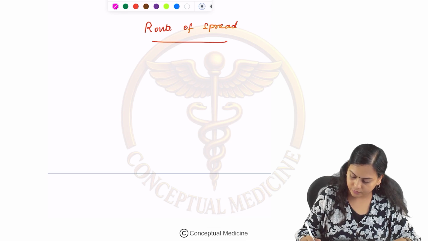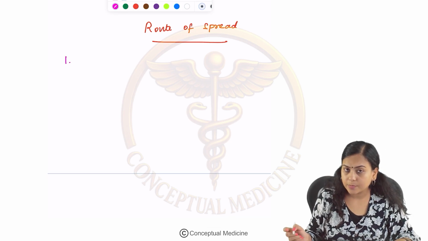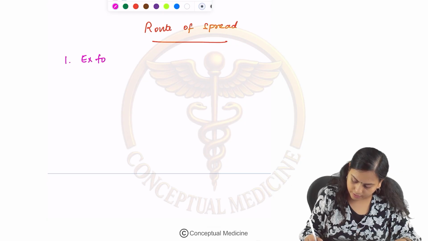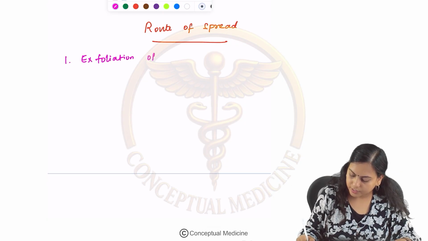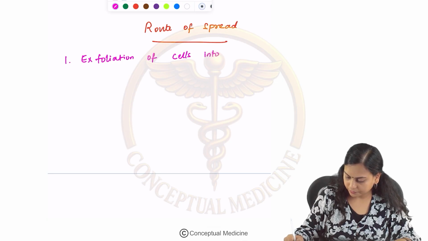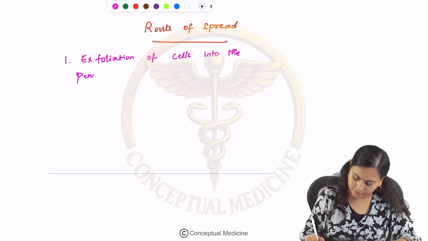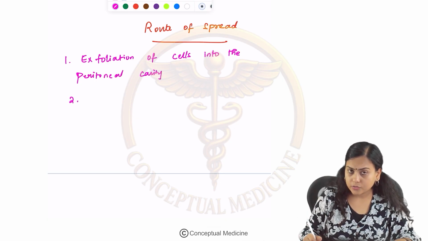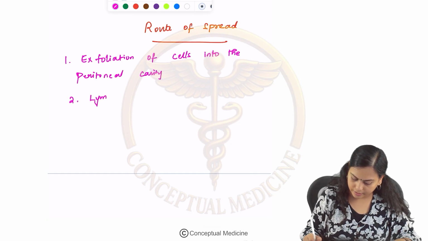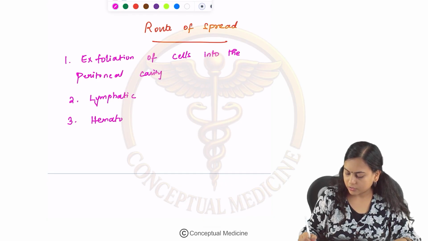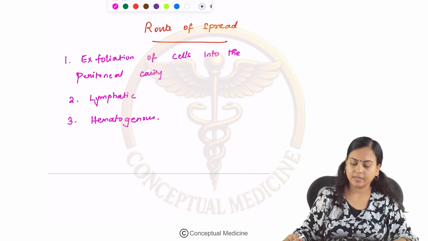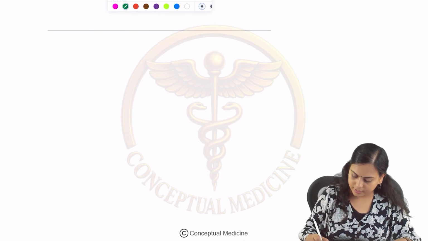First one, ovarian epithelial cancers spread by exfoliation of cells into the peritoneal cavity. Okay, so this is one route. Spread by lymphatic route and hematogenous route are also possible. Clear? Now, let's see what is this transcoelomic spread, that is the exfoliation.